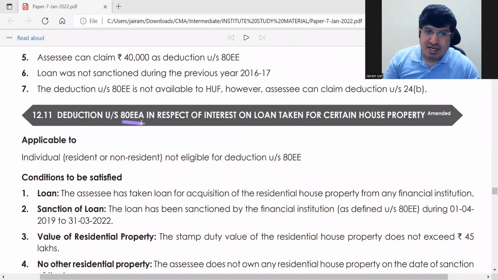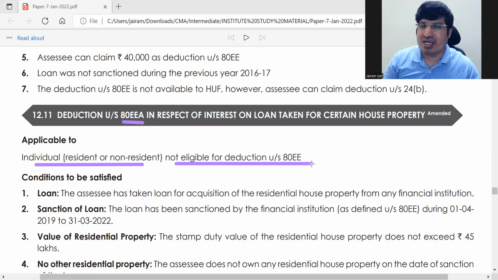So next is 80EEA. As I said, it is very much related to 80EE. Because we have studied 80EE, so it is like 80% studied. Only thing is that the date, which was previous year 2016-17 there, here the date is different. That's all. Okay, so applicable to any individual. He should not be eligible under 80EE. So basically, loan is not sanctioned in 2016-17.